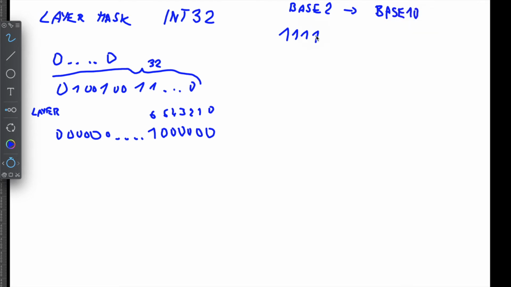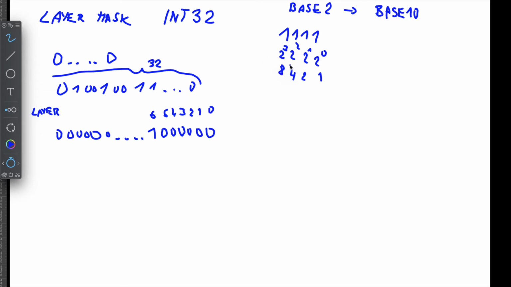Okay, so each bit holds a different value. Since it's a base 2 system, this first bit is holding the value of 2 to the power of 0. The second one holds 2 to the power of 1. The third one, 2 to the power of 2. And the fourth one, 2 to the power of 3. 2 to the power of 0 is 1. 2 to the power of 1 is 2. 2 to the power of 2 is 4. 2 to the power of 3 is 8.